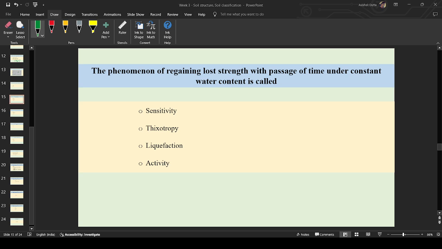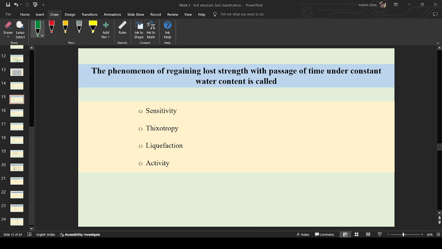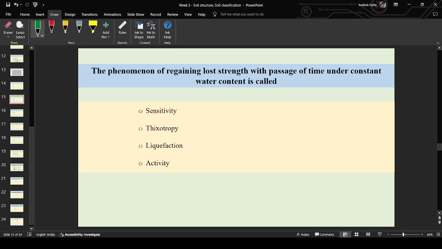Thixo. Why using short form? Thixo. Okay, it's a nickname for thixotropy. Someone has written only Thixo. So yes, your option is right, but thixotropy you should have written. Anyway, it's okay. So thixotropy is the correct answer.